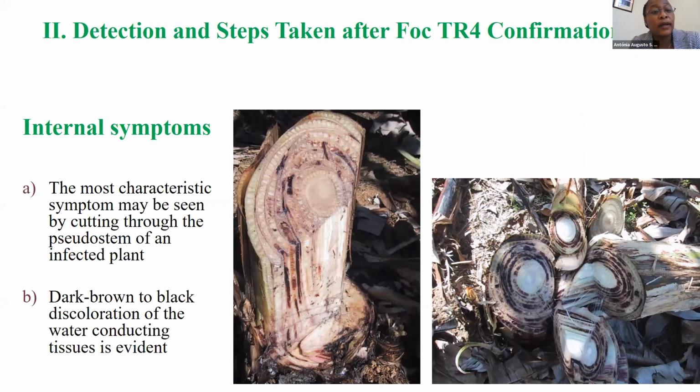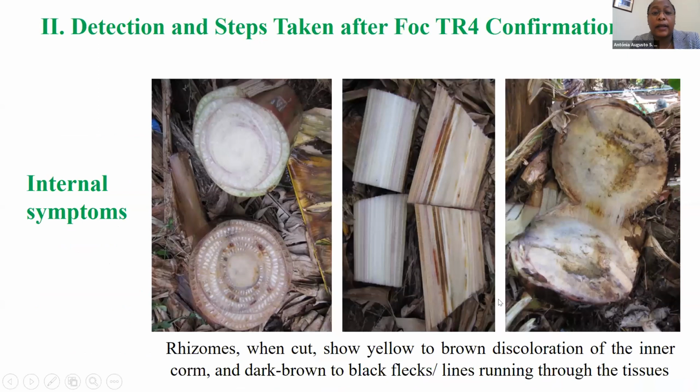Internal symptoms, the most characteristic symptoms, may be seen by cutting through the pseudostem of the infected plants. We can see a dark brown to black discoloration of the water-conducting tissue is evident. Rhizomes, when we cut them, also show a yellow to brown discoloration and dark brown to black flakes and lines through the tissues.